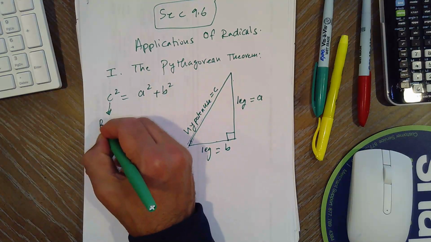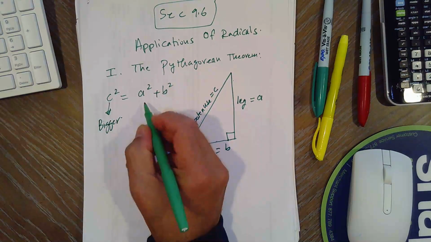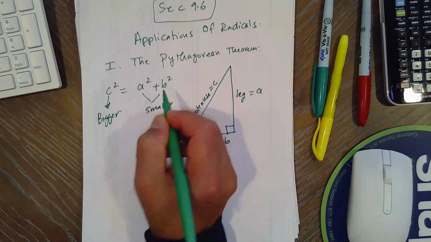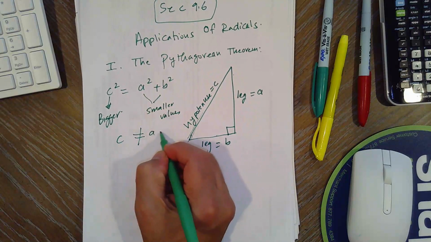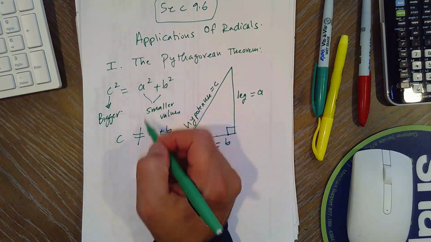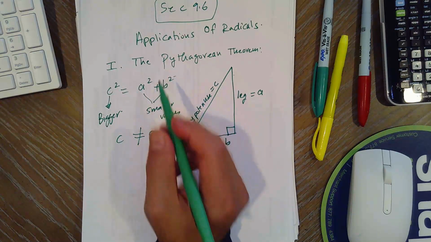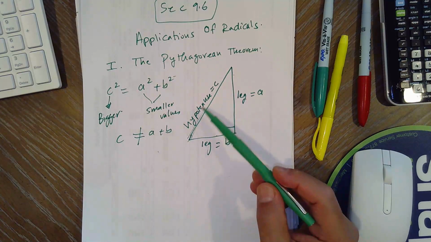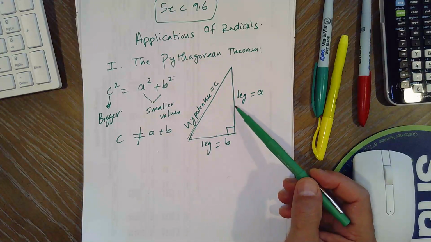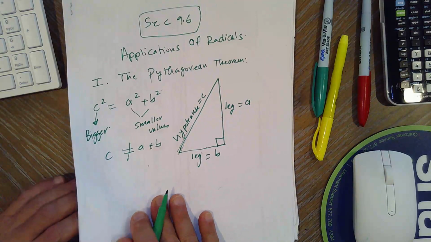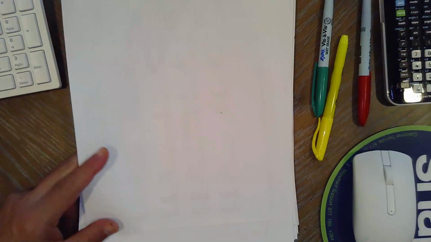Remember, C is always going to be the bigger value, okay? And these are the smaller values. And we're not saying C equals A plus B. That's not what I'm saying. If you take the square root, you don't get A plus B. The square root of A squared plus B squared does not equal A plus B. So what this means is, given any two sides of a triangle, whether it's a hypotenuse and a leg or two legs, we can find the third side. That's what this is all about. But you have to have a right triangle to do that.